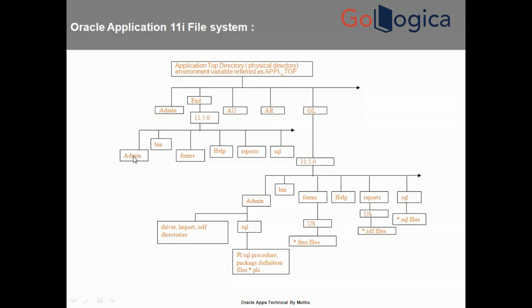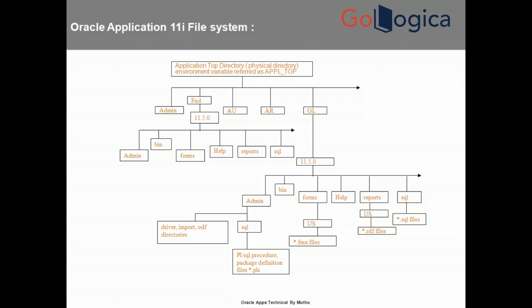You can see the admin folder, bin folder, forms folder, help folder, reports folder, SQL folder. Like this, you can see all. Again, if you go to any respective tab, GL tab or any tab, you can see the main folders: forms, reports, SQL, admin, bin folder. These are the main folders available. Is it clear?